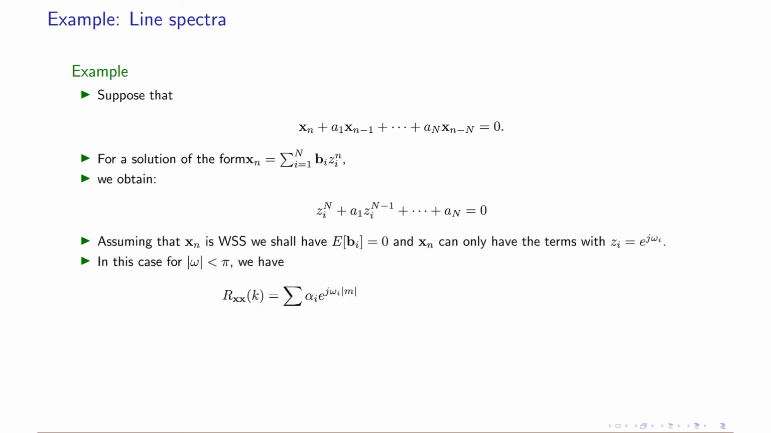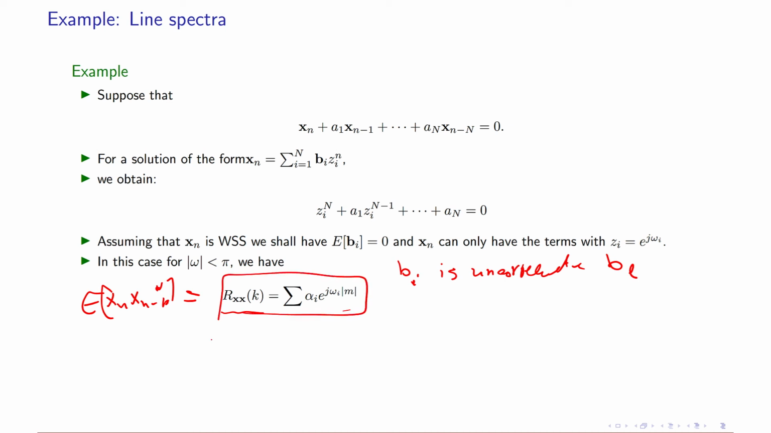Now, for these, if you calculate R_xx of k, which is the mean of x of n and x of n minus k conjugate, and if b_i is uncorrelated with b_l, for i and l, we have seen that this will become equal to this expression. So we see that this function is also sinusoidal, which means that you have an energy of alpha_i at frequency omega_i, and also at frequency minus omega_i.